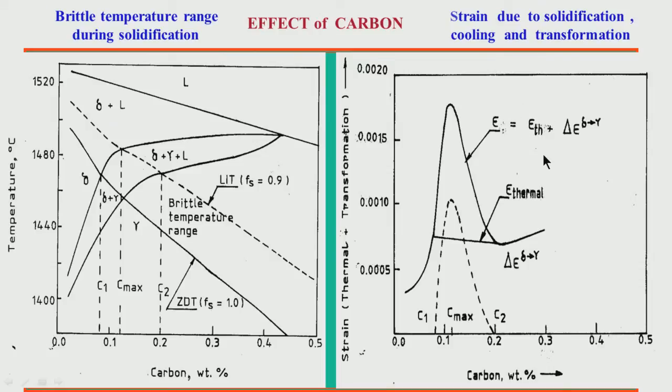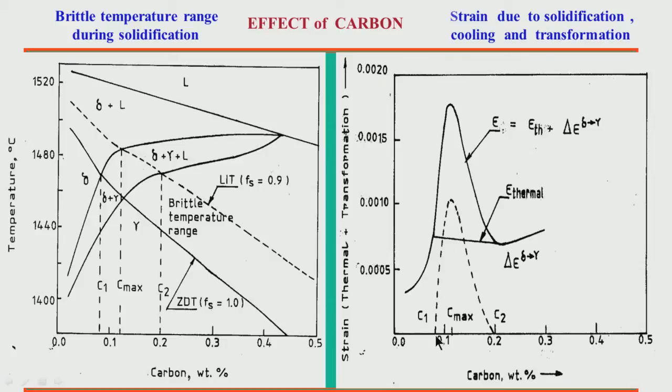Thermal strain basically consists of 2 components. One is due to solidification, and this is due to change in temperature when cooling is taking place during solidification itself, or even lower than that. So, this epsilon is the strain due to thermal consideration, and this is the strain due to delta to gamma transformation. Now, see what is happening.